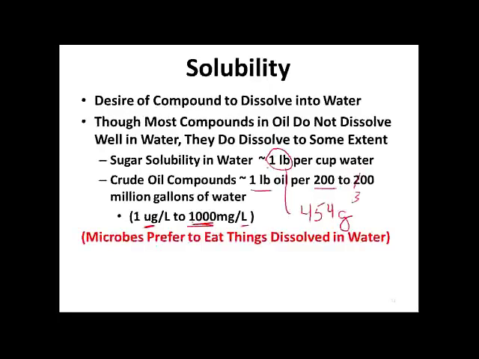So, yes, there were microbes, but it wasn't enough material to make just a thick soup of microbes, is what I'm trying to say. It doesn't mean there weren't microbes there, but not a huge number of microbes, not billions.